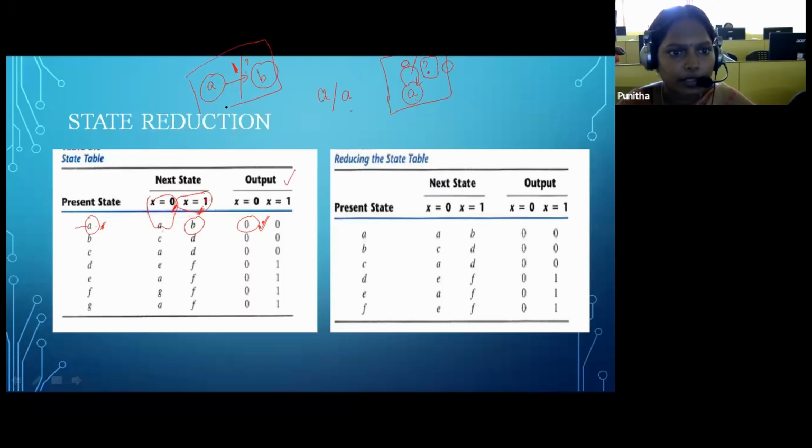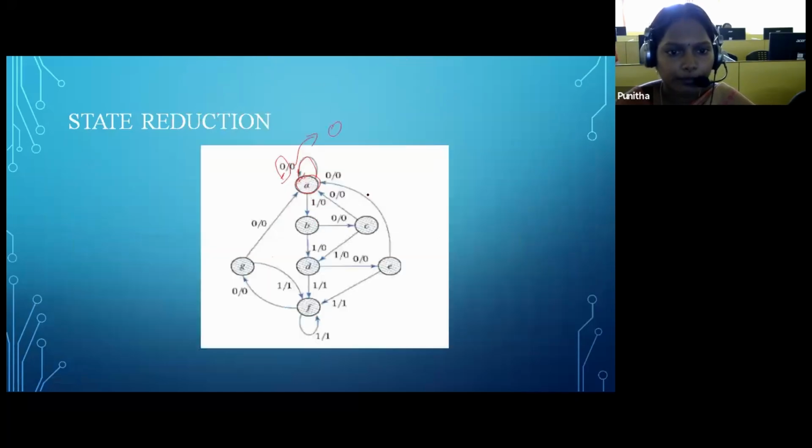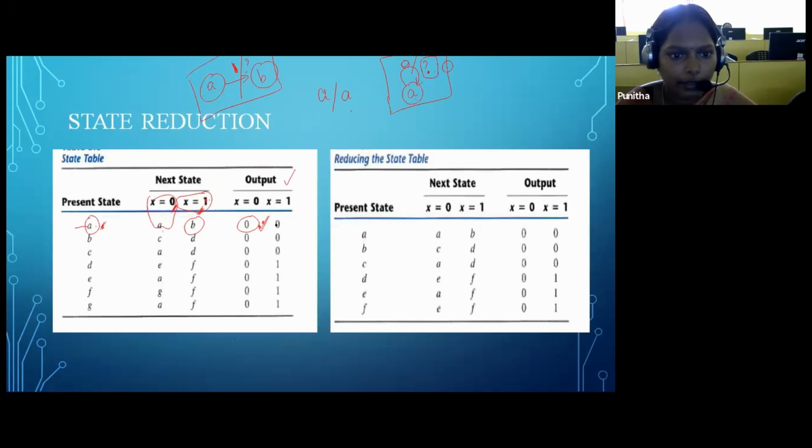For this type of representation, we need to look at the diagram. For A and B, there is an input 1. Then what will be the output? The output is 0. For A and B, the link of 1, that is the input, the output will be 0, as mentioned here. That I have to write here. The output is 0. Then I need to move on to the next state.